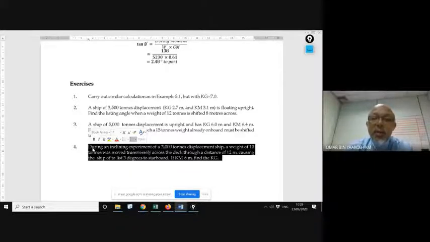And this is a practical thing that happens in all shipyards. All ships that are going to be registered must undergo an inclining experiment. One of the purposes of the inclining experiment is to determine the KG of the ship. To determine the KG, they move weight on board, and once they move the weight, they use the formula that we learned today.